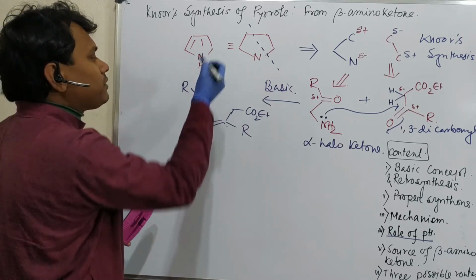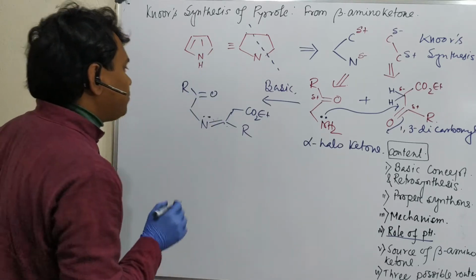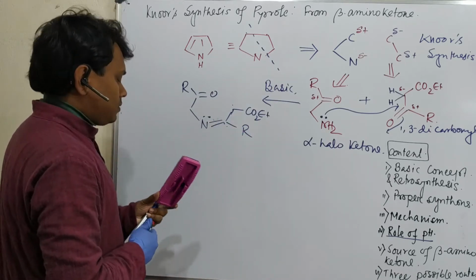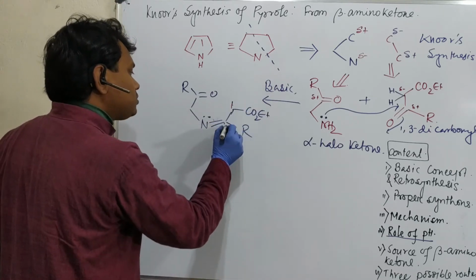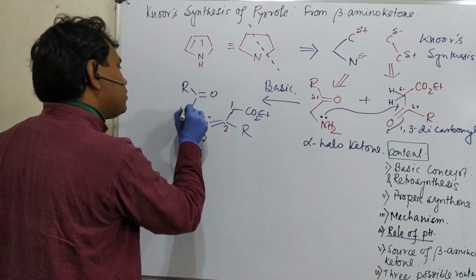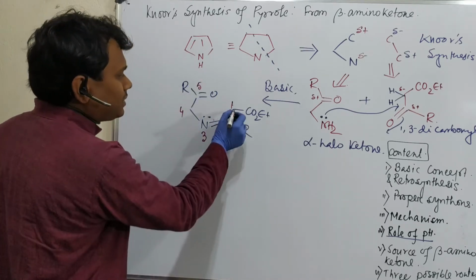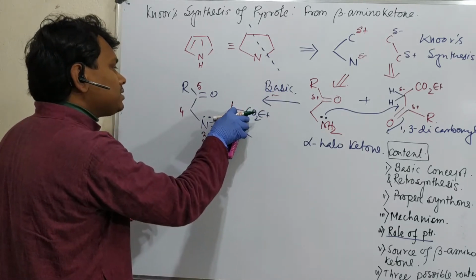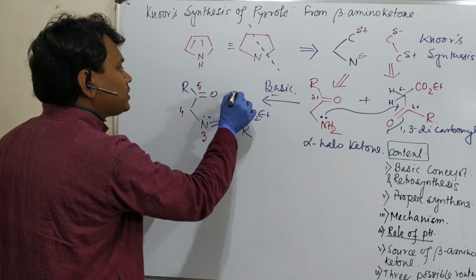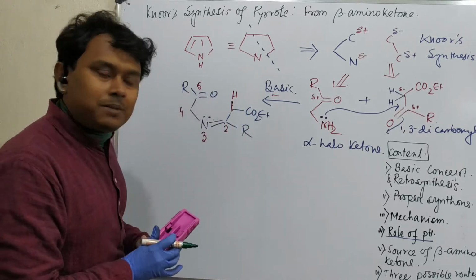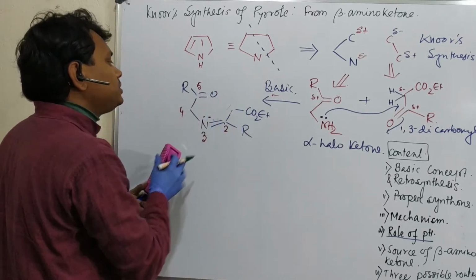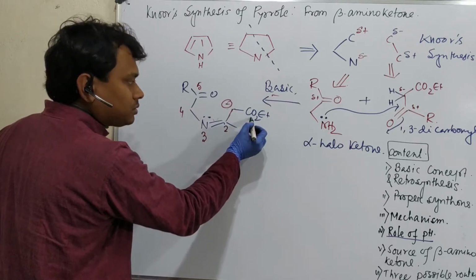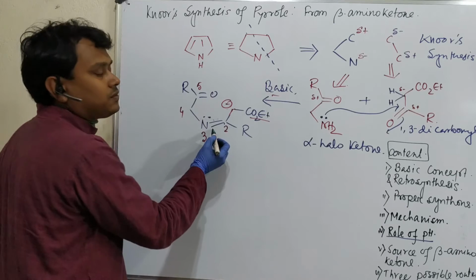See, we have to prepare a 5-member ring, and the positions are 1, 2, 3, 4, 5. And second, we know this is an active methylene. I told you the medium is basic. So this proton here is expected to be abstracted by the base and the carbanion will be generated. And this carbanion is resonance stabilized with, first of all, this CO2Et, and second, this imine.